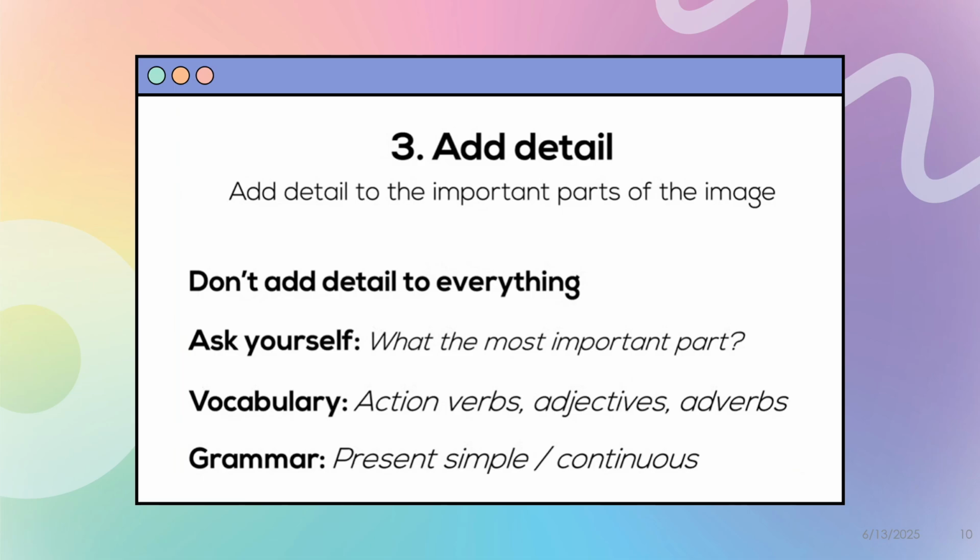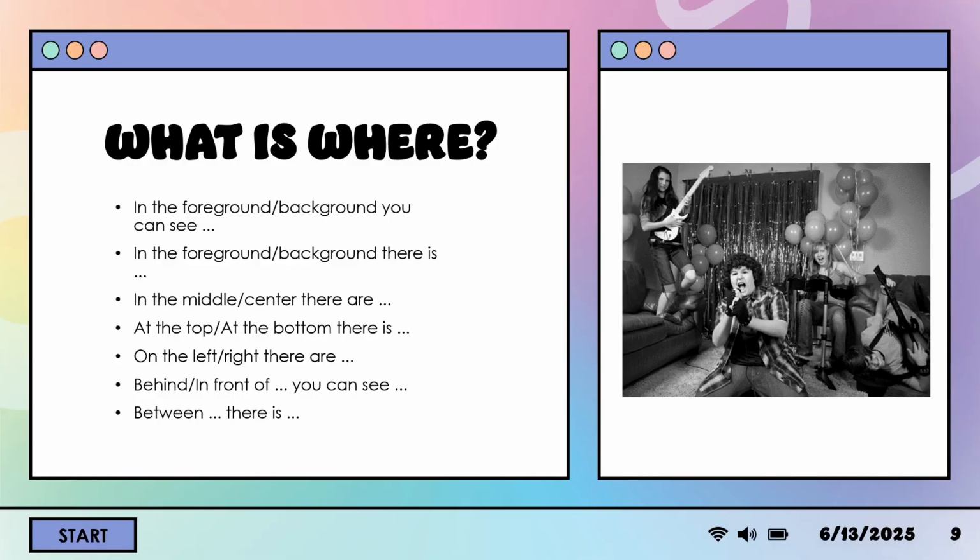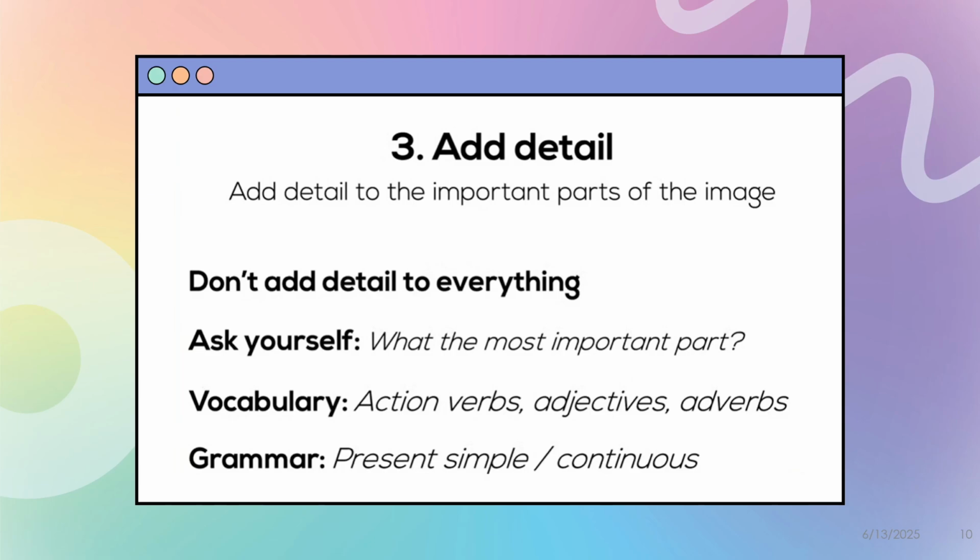Like I said, if you look at this previous picture, I'll say that the most important part is the band, or maybe the boy in front. So what can you describe more about the boy? Maybe he's wearing a plaid shirt, maybe he's singing with a microphone. Use your vocabulary, use action verbs, adjectives, adverbs, those to elaborate more on the boy. And then use present simple or continuous. Okay.